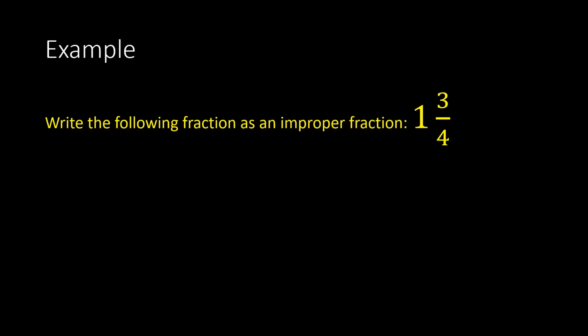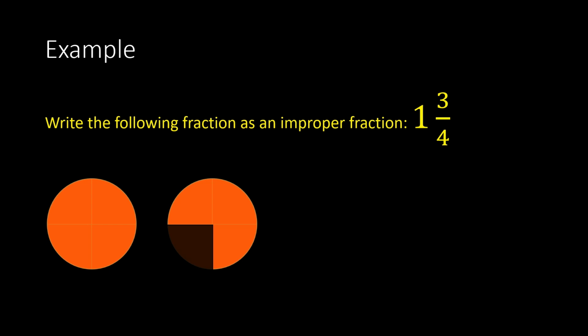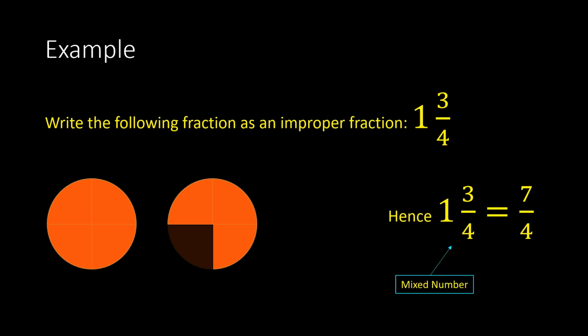We can illustrate 1¾ as shown. We have 1 whole and 3 parts out of 4. As you can see, this can also be represented as 7 parts out of 4. And therefore, 1¾ is equal to 7 out of 4, where clearly 1¾ is a mixed number and 7 out of 4 is an improper fraction.